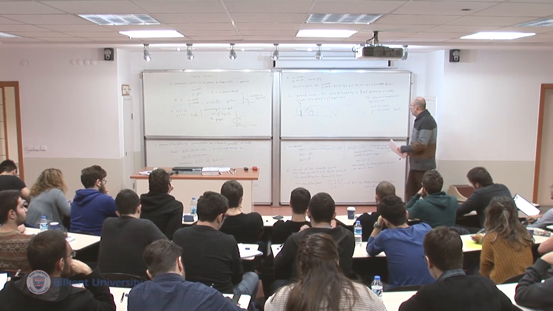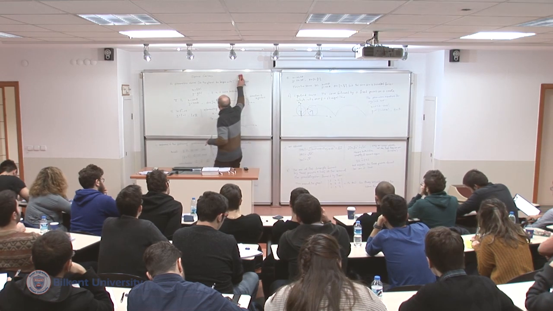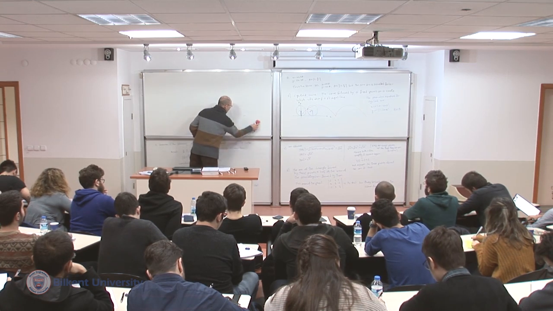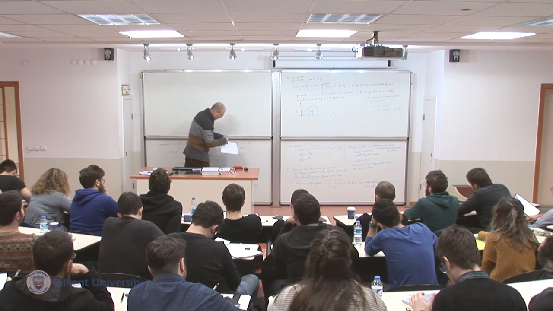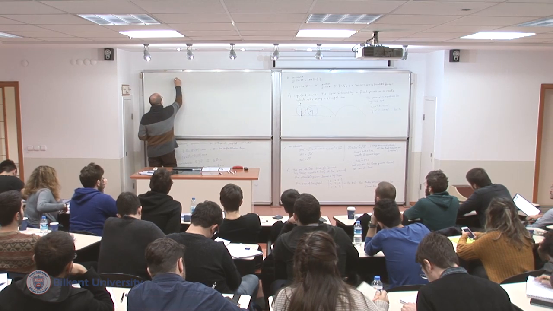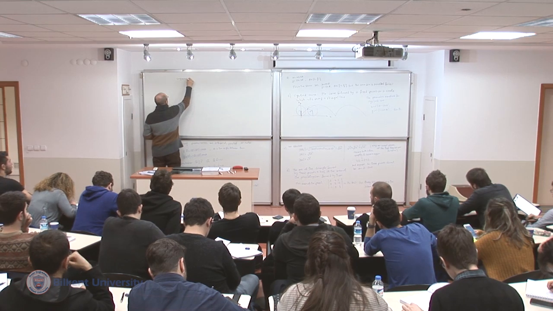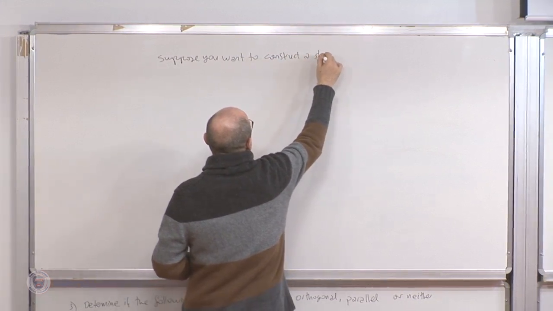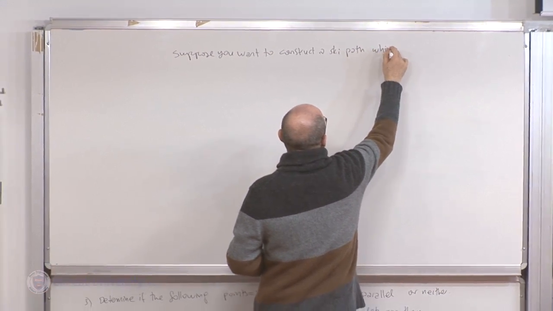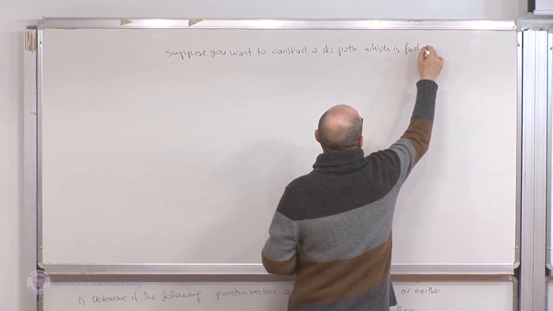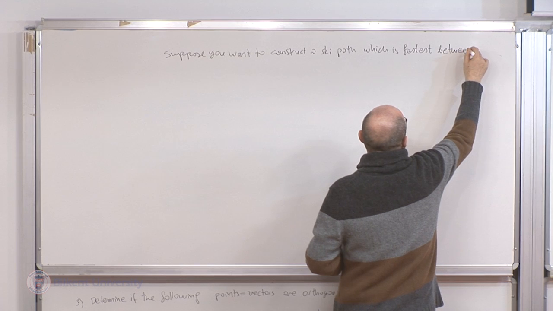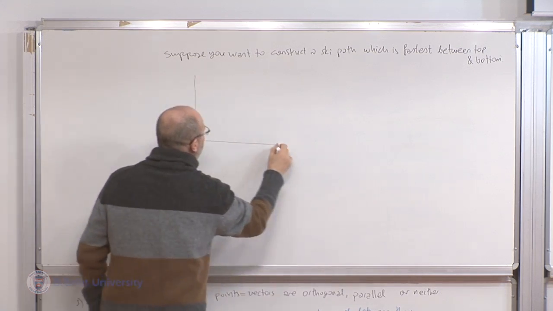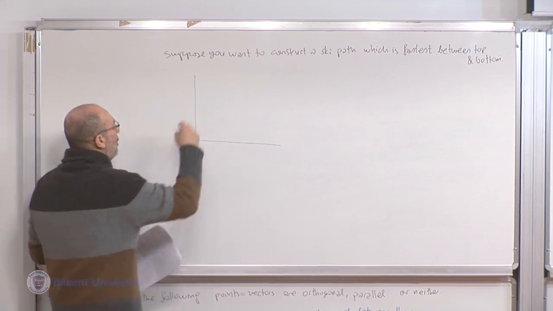Then later somebody asked the question about the shortest time curve. Okay, so consider this one. Suppose you are skiing. Suppose you want to construct a ski path which is fastest between top and bottom. Okay, mathematicians like to put a cross section. So suppose this is your mountain.